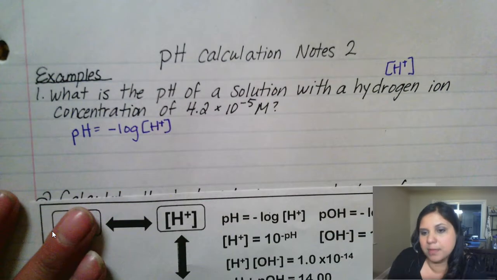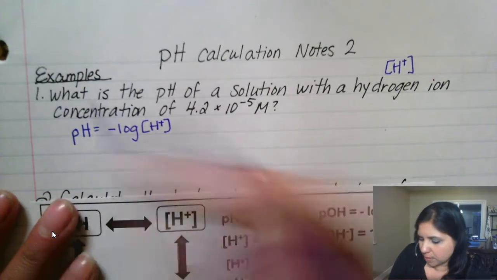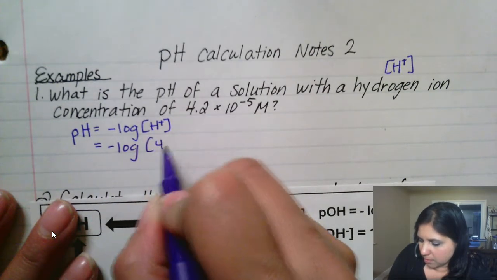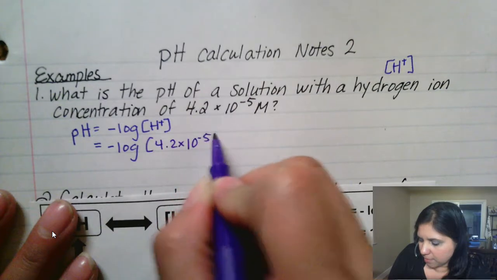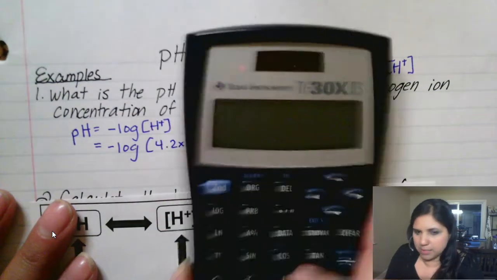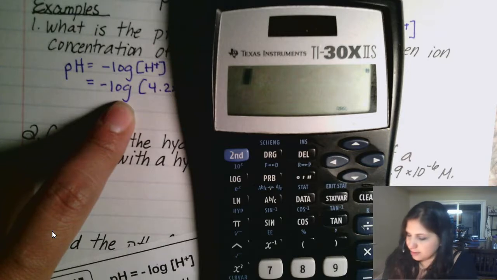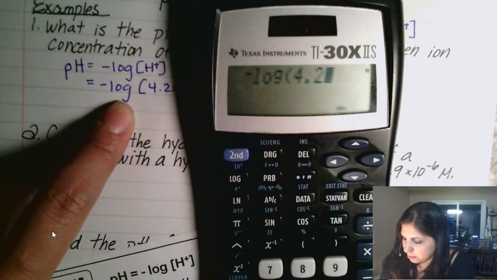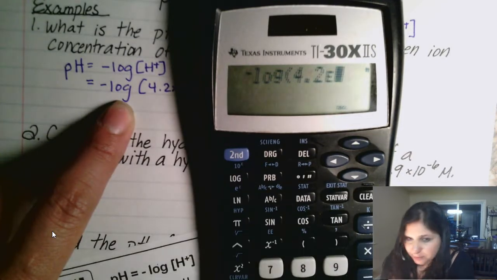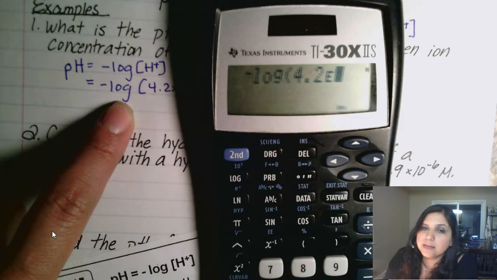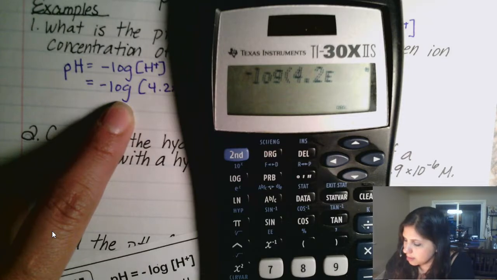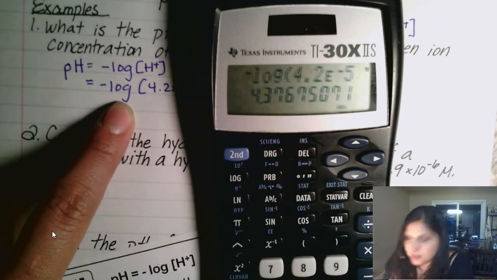Alright, so let's plug that in. pH is equal to the negative log of the H plus concentration, and it's 4.2 times 10 to the negative 5 mole. Alright, so let's plug that into the calculator. That's negative log of 4.2, second E for my calculator. That's times 10 to the power of. It takes care of all of that. So you don't put times 10 to the power of, you just put E, negative 5, and then hit enter.